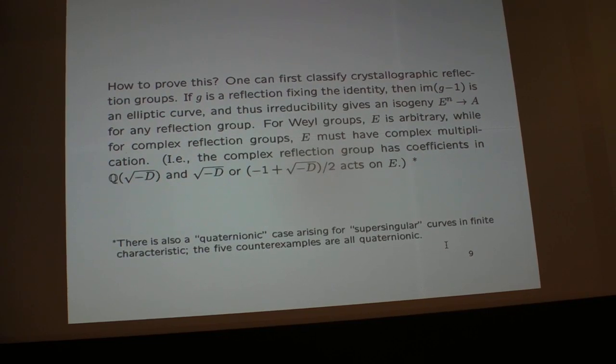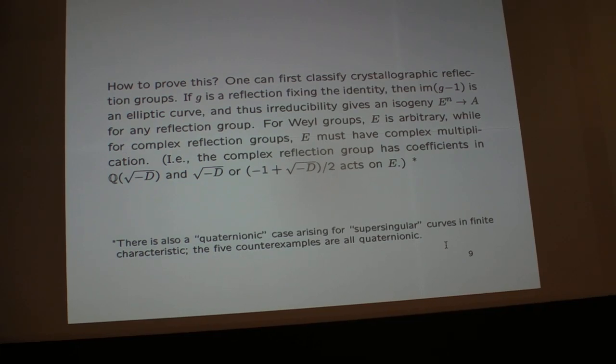Okay, so how can one prove this? Well, as I said, I'm following the Shephard and Todd approach. So the first step is to classify everything. And so in particular, the first question is, how do you classify reflections?